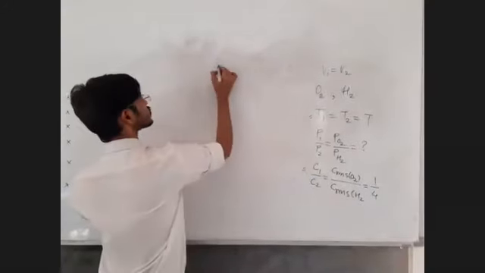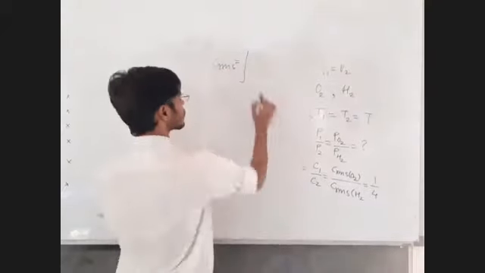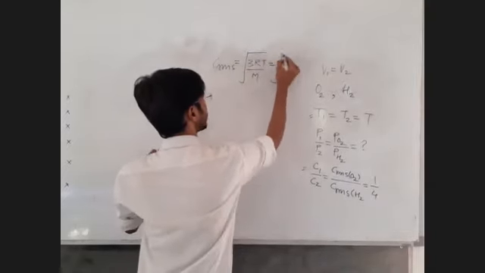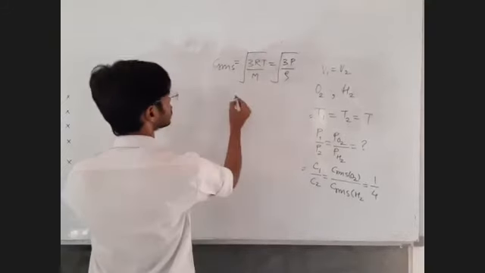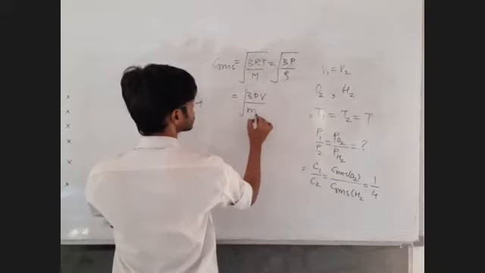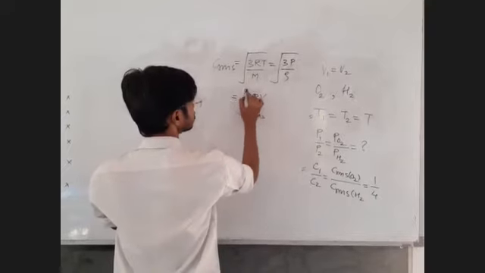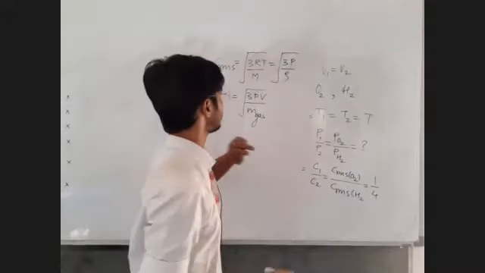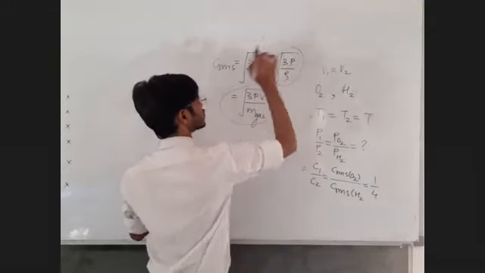Let's write the CRMS formula. CRMS is equal to under root 3RT by M, under root 3RT by capital M. We also know that it is under root 3P upon rho. We also know that it is under root 3PV by mass of the gas. 3RT by M, 3PV by M. These formulae we know. Now the formula which contains pressure is here.